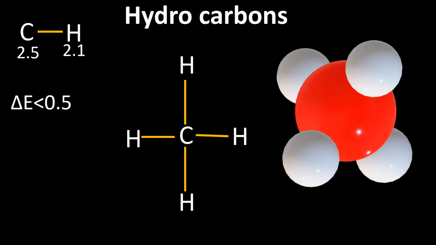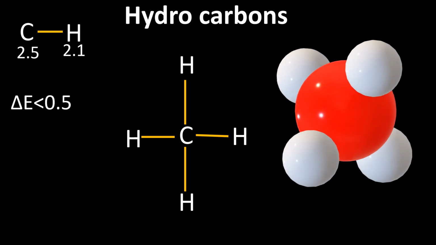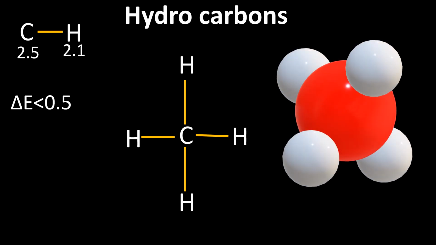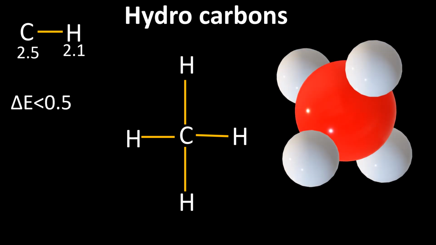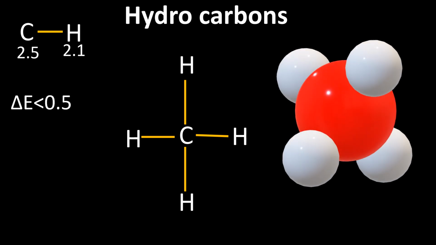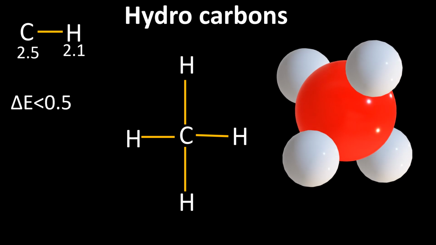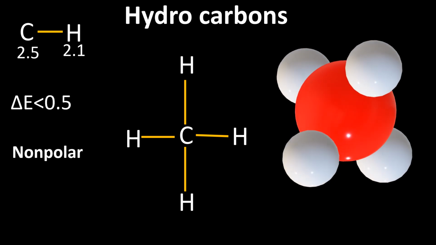Since this difference is less than 0.5, it means that this one is a non-polar molecule. So all hydrocarbons are non-polar. All hydrocarbons, it means the molecules containing the carbon-hydrogen bond, have a non-polar bond with an electronegativity difference less than 0.5. So all hydrocarbons will be non-polar molecules. So these are the non-polars.